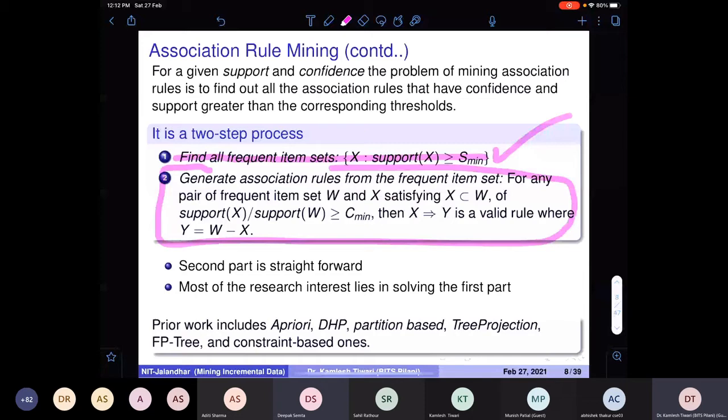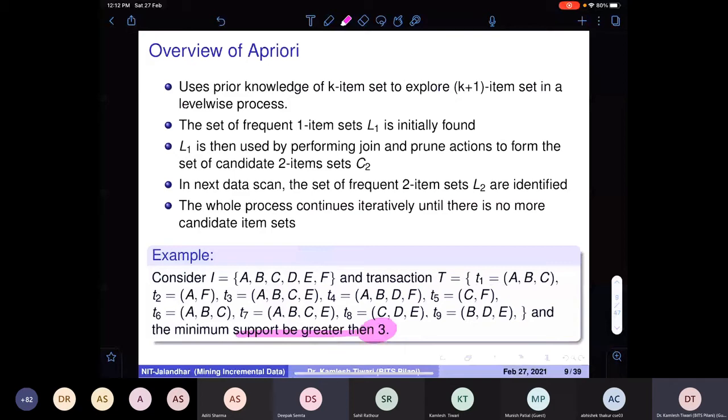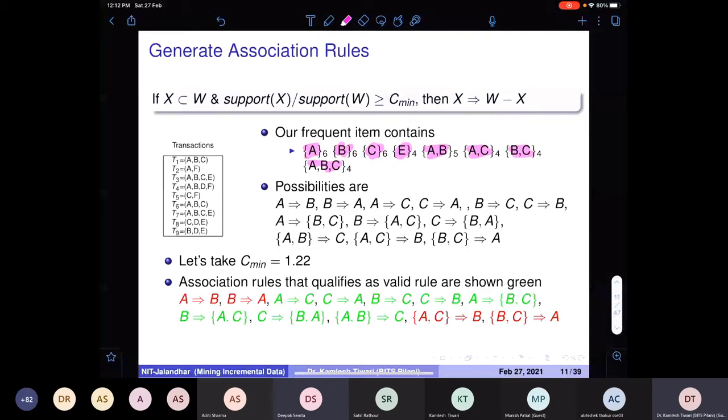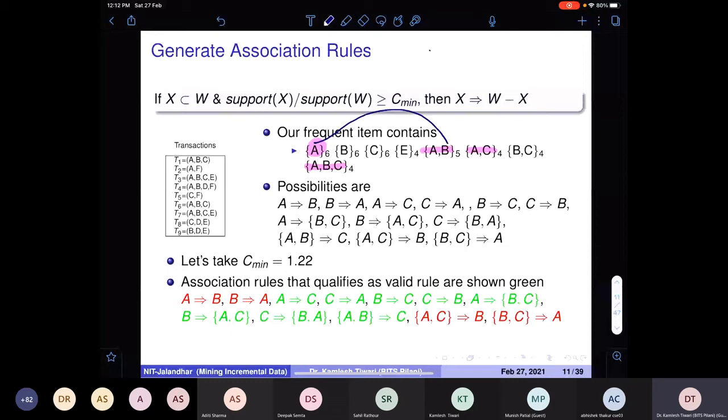You have to find out something and its superset. I'm trying to see that if this value is greater than Cmin, then we are going to say that it is going to be utilized. So again, as I told you, these things are given to me, and for everything I have to find out its superset. For example, for A, the superset could be this and this and this. When I combine this and this, it is going to be A implies B. When I combine this and this, A implies C is a candidate. When applying this and this, A implies BC is going to be the candidate.